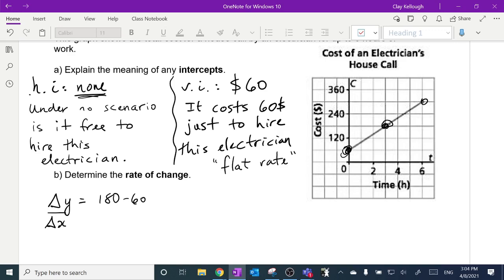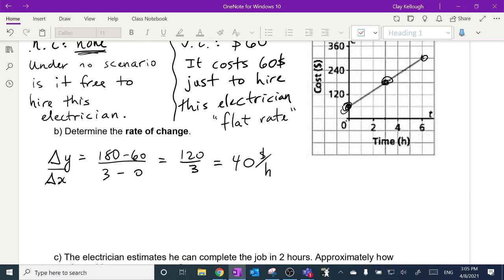180 minus 60, that's the height difference. Okay, what's the horizontal difference? This is 3 minus 0. Okay, so 180 minus 60 is 120. 3 minus 0 is 3. And I am looking at 40. What does that mean? 40 what? $40 per hour is exactly right. So that would mean, of course, that's how much it costs to hire him.